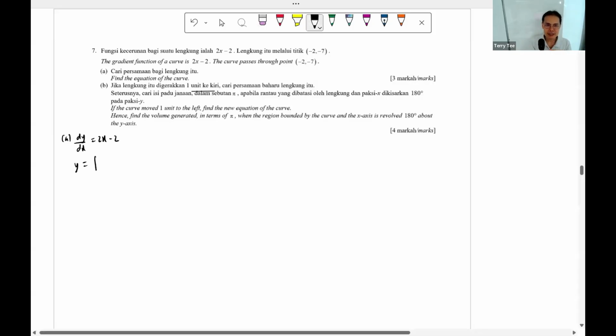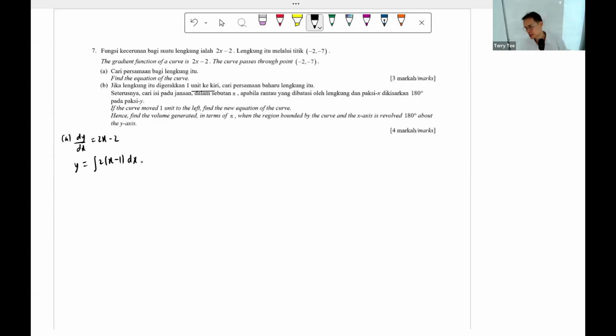I would factorize the 2. Why? When you integrate, I'm using composite function, because when you use composite function, you will get this in vertex form. Increase the power by 1, divide by the increased power, differentiate inside the bracket, plus c. Remember this? So your y is (x minus 1) squared plus c.